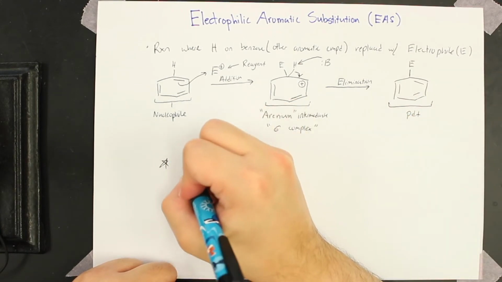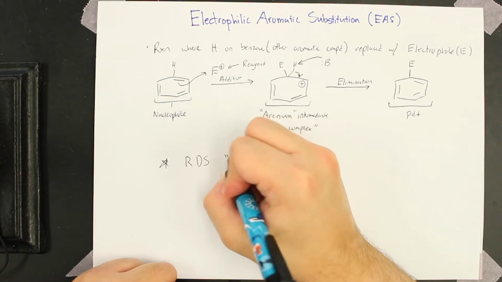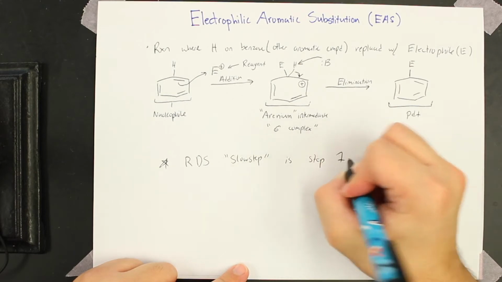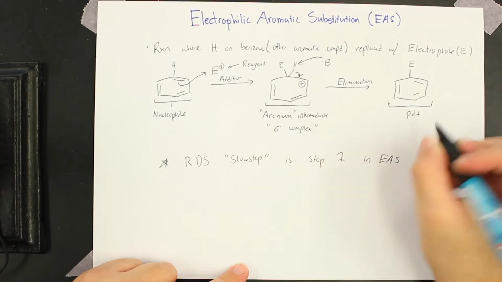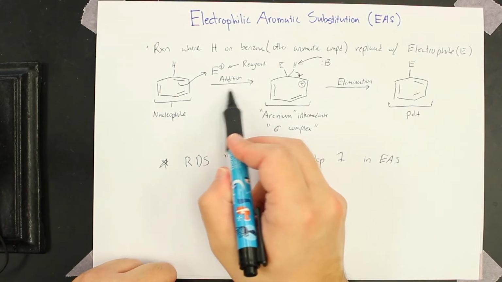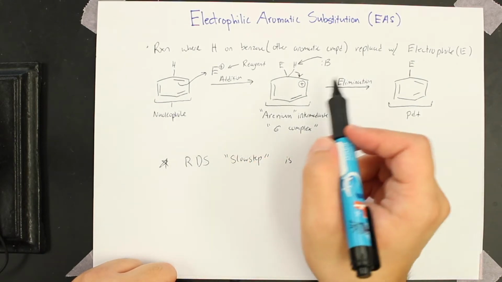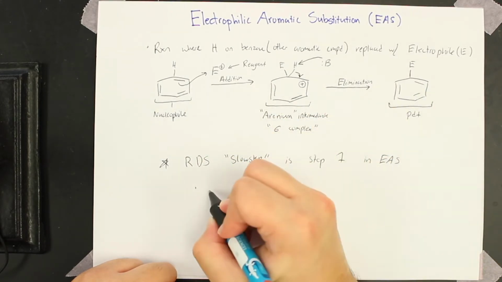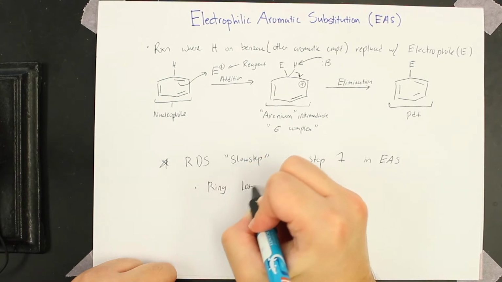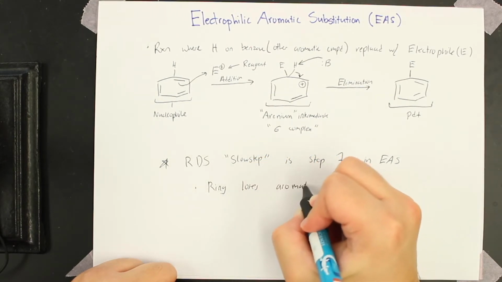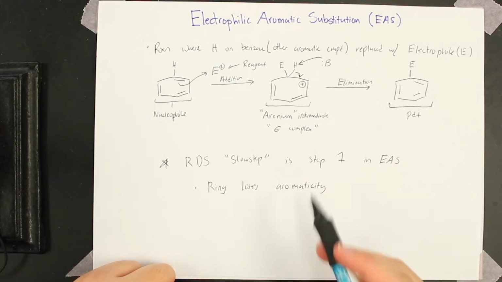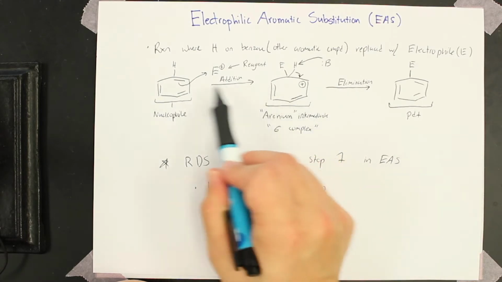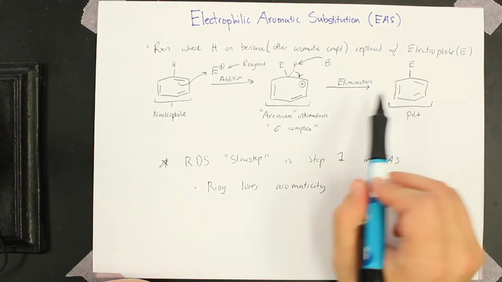One thing to note here, the rate determining step, also called the slow step, is step 1 in an EAS. The reason it's the slow step is because this step has a very high activation energy barrier. The reason the activation energy barrier is high is because this first step destroys the aromaticity of the ring. So the ring loses aromaticity, and aromaticity is a stabilizing factor. To remove aromaticity is to make something very unstable. It requires a lot of energy to do. So this step proceeds quite slowly, but the second step proceeds quite quickly.